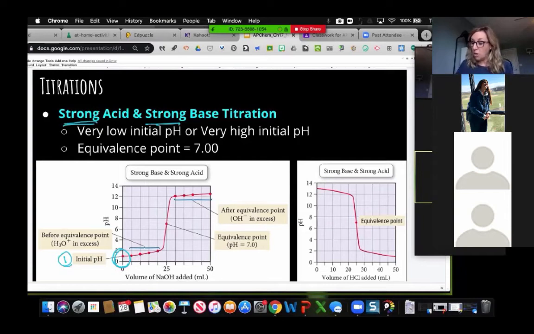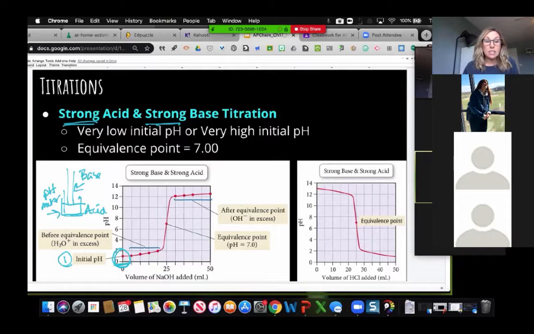Because when you have this set up, your acid is in the flask or the beaker, and then your base is in the burette, and then the pH meter is recording whatever's in that flask. So if the acid is in the flask, that's going to show a very low pH, and that's because a strong acid has a low pH.